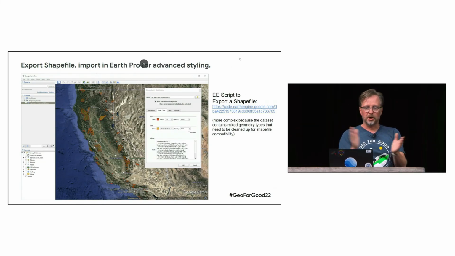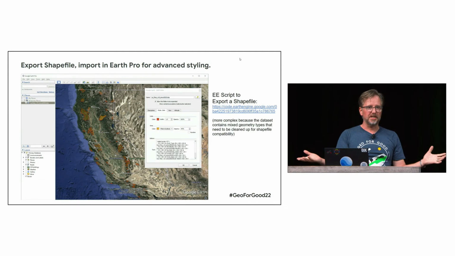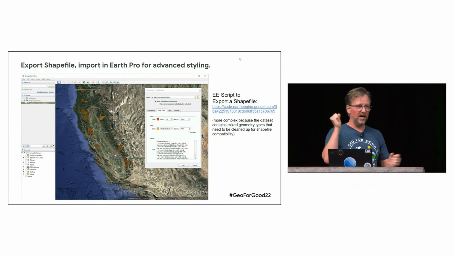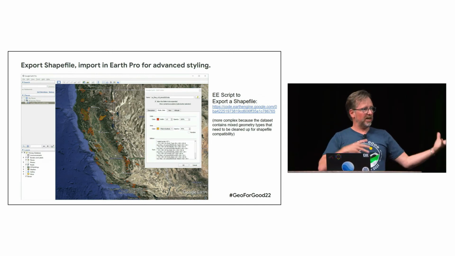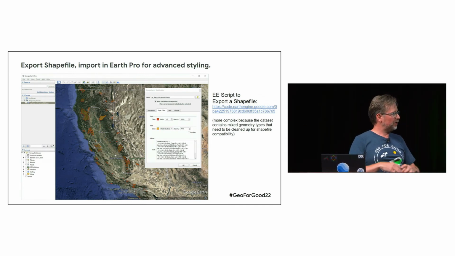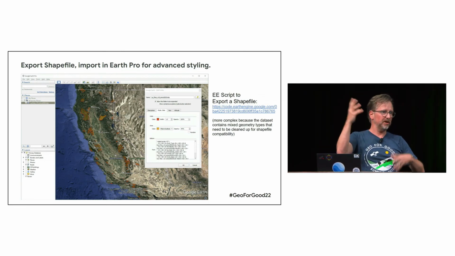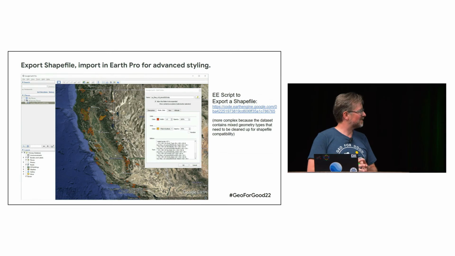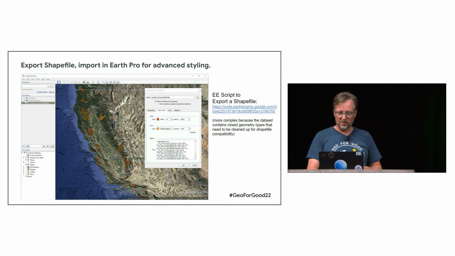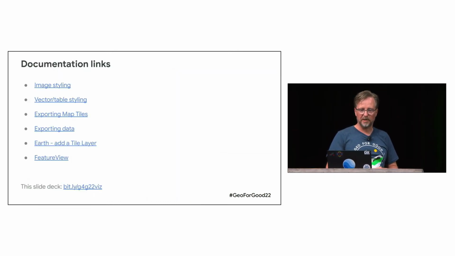You can also export shapefiles. I'm not going to go into the details here, but there is a sample script there for exporting a shapefile of this fire data. That's interesting because you can bring it into Earth Pro, and when you bring it into Earth Pro, it lets you select which field to use as the name, and so you can do some coloring and other stuff like that if you want to get fancy with the KML. So that's interesting stuff to play with.